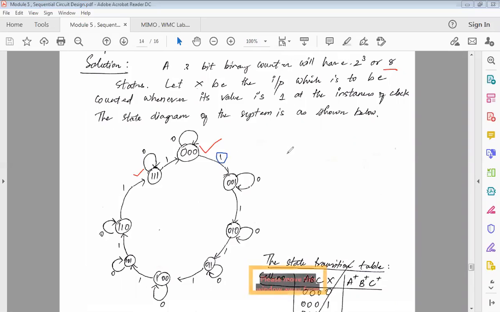If the value is low, then what is happening? It is staying in the same state. It is not moving forward, right? So you can see that we have designed the state diagram wherein it goes to the next state. It keeps counting whenever we have a high value. Any doubts here, students?